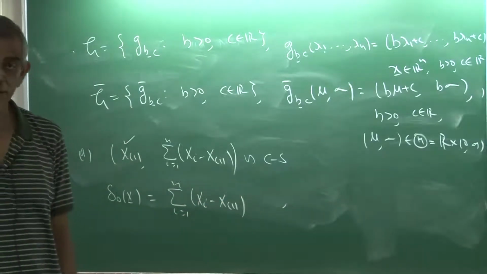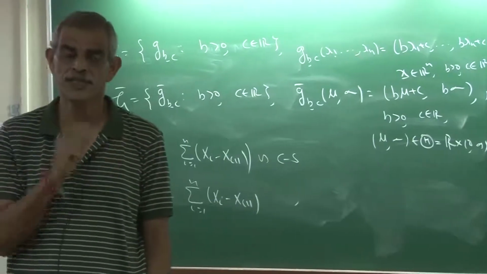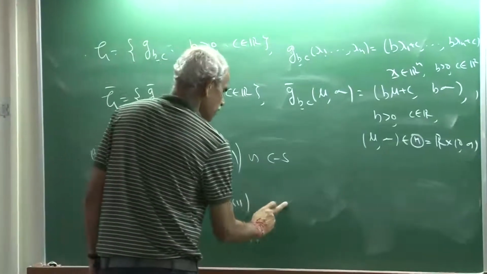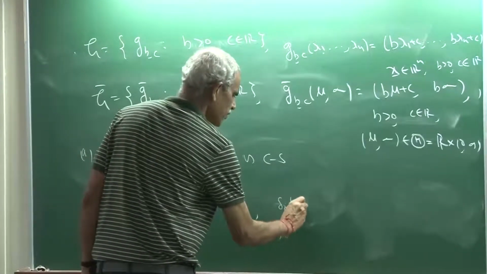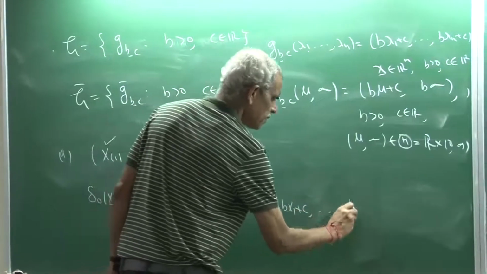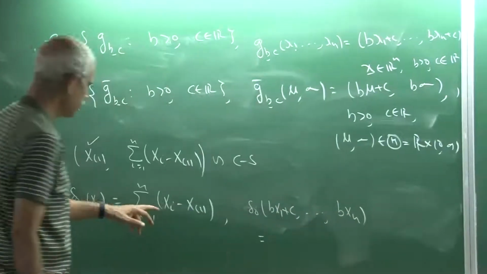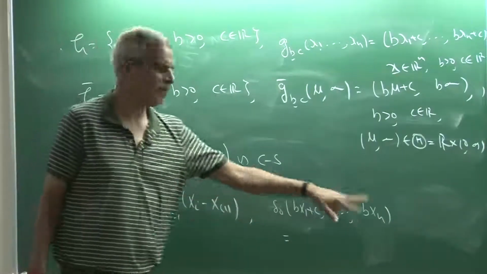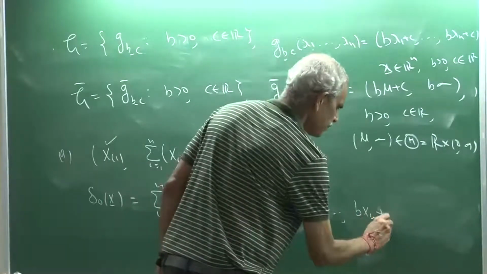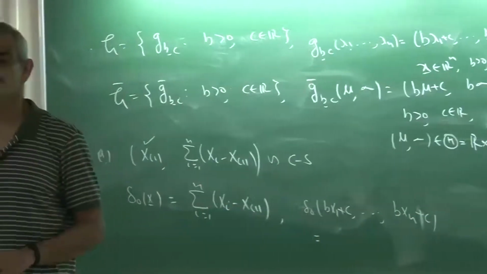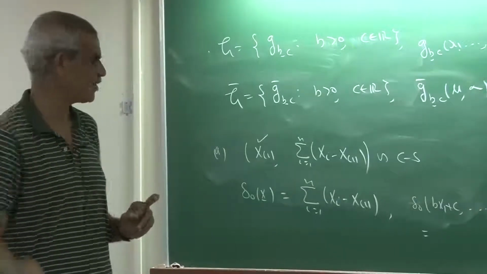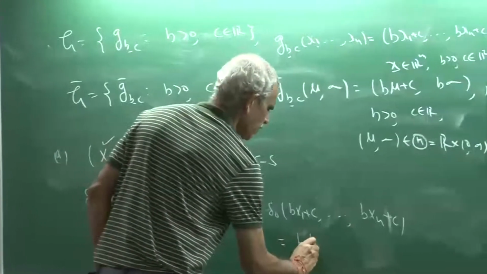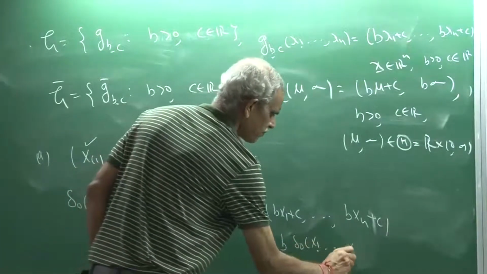I have to make sure that the delta naught which I choose is scale invariant. So delta naught of bx1 plus c, ..., bxn plus c would be how much? Then the minimum of bx1 plus c, ..., bxn plus c. Since b is positive, it would be the same as b times the minimum of x1, x2, ..., xn plus c. C gets cancelled, b comes outside, so it becomes b times delta naught of x1, x2, ..., xn.